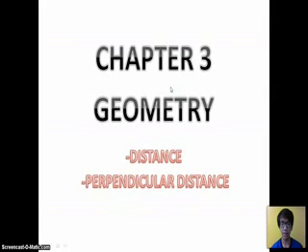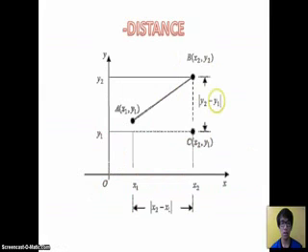I will explain and teach one of the topics in engineering mathematics, which is chapter 3 geometry, and the topic is distance and perpendicular distance. So for the distance, as usual, it involves 2 points or more. But here I give an example. As you can see, it involves 2 points A and B. A we take as x1 and y1, B x2 and y2. And as usual, y axis, x axis.